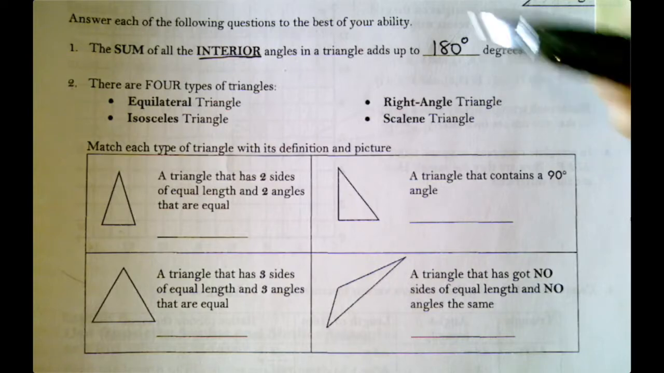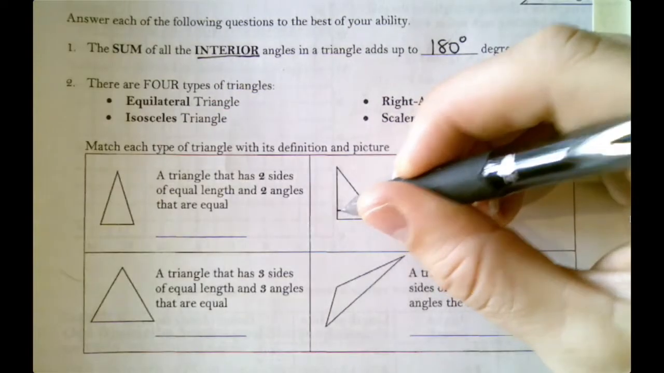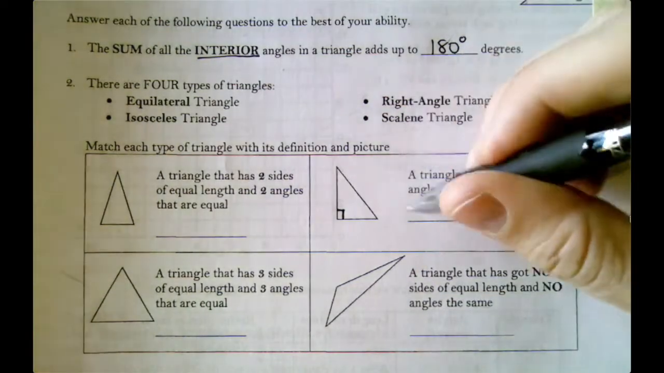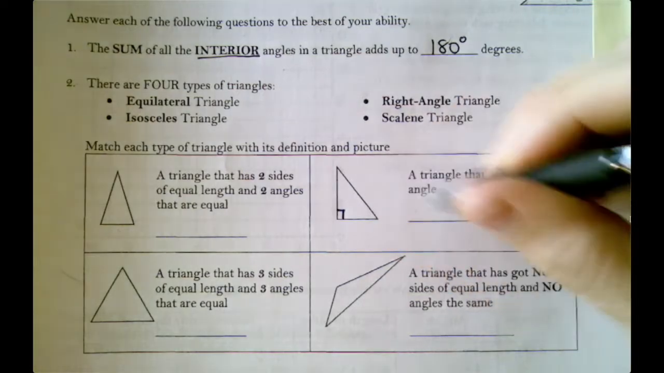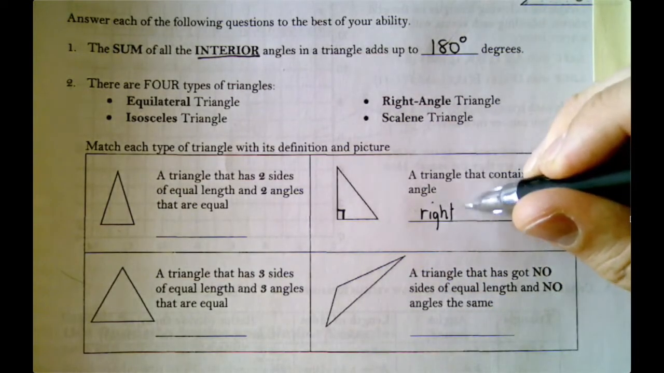So let's start with the right angle triangle. It's a triangle that contains a 90-degree angle. And you'll usually see the 90-degree symbol there, the box. And that designates that that angle is 90. So we have a right triangle.